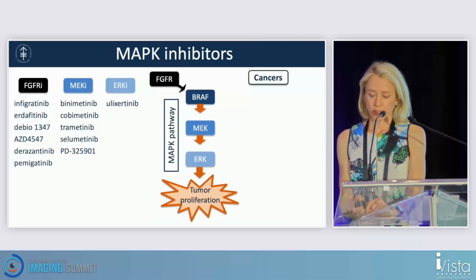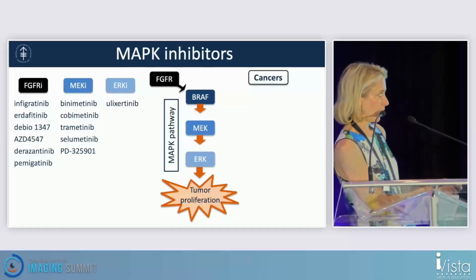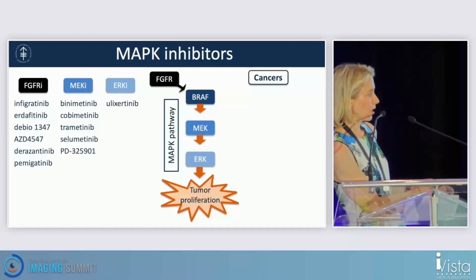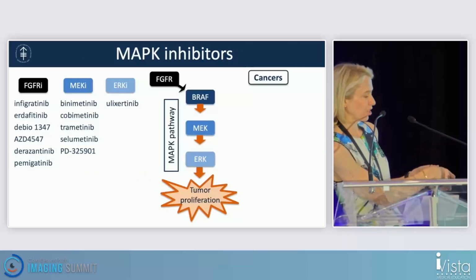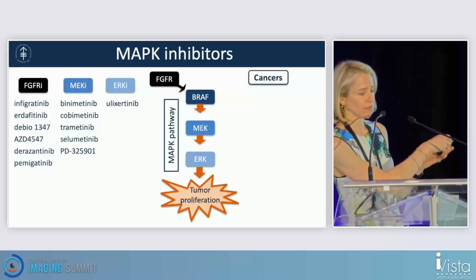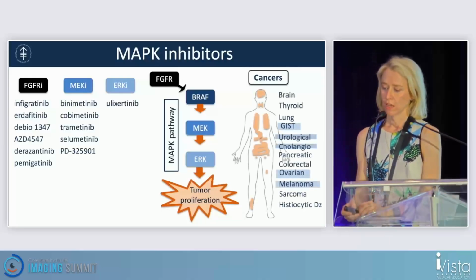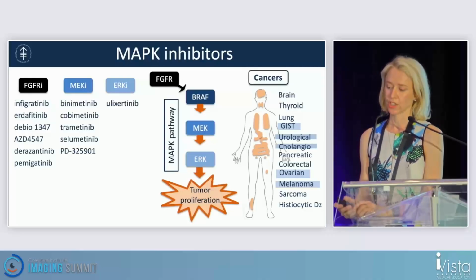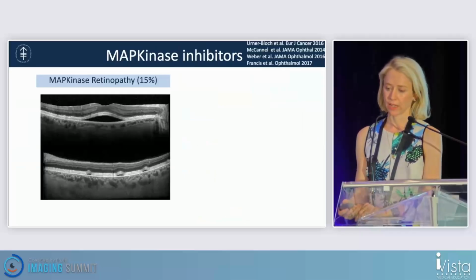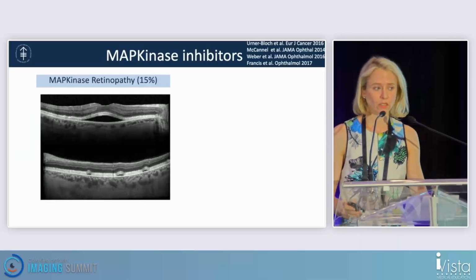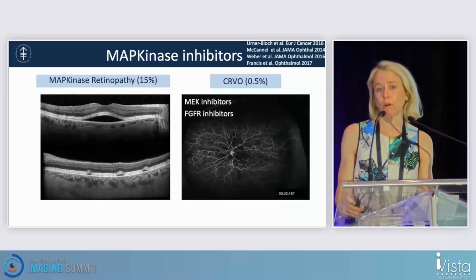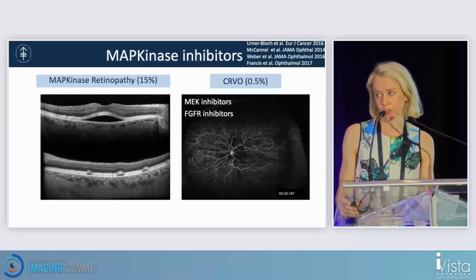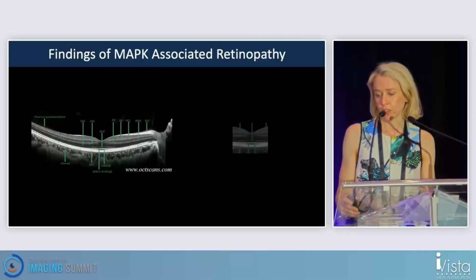MAP kinase inhibitors, so these are the other ones in this pathway: MEK inhibitors or ERK inhibitors, and FGFR, which is all the way at the top here because it's not actually in the pathway, but it's an indirect activator of the pathway. These are used to treat a host of different cancers. The most common are cholangiocarcinomas, ovarian, and melanomas. And these can result in two things in the eye: subretinal fluid foci, but also an increased risk, above what you would typically expect in a cancer patient, of a vein occlusion.